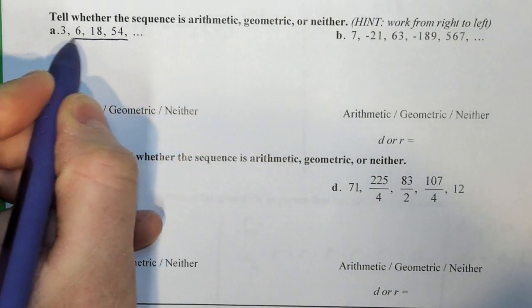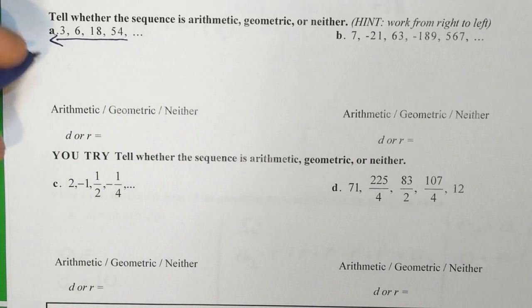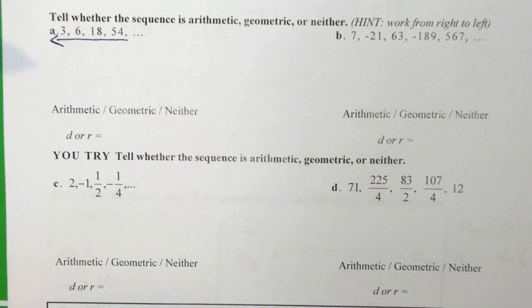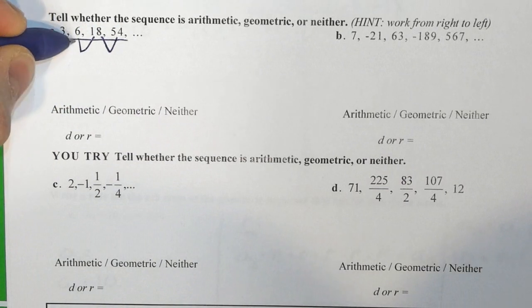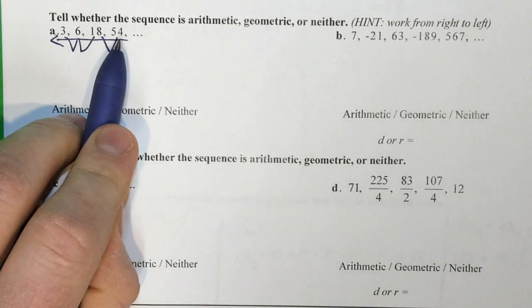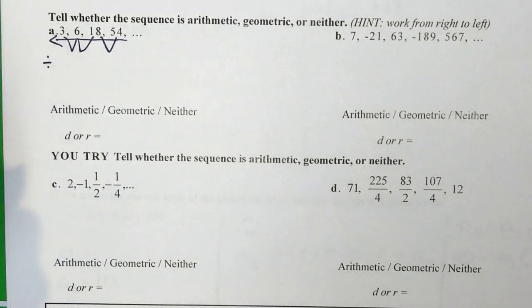What I like to do when I'm working on these problems is work from right to left. I'm going to work backwards a little bit. Instead of trying to come up with some mystery number, I'm going to let my math come up with a number for me. I'm going to start over here at the 54, and do a little bit of division. When I do this division, I'm going to see if I can get the exact same number every time.